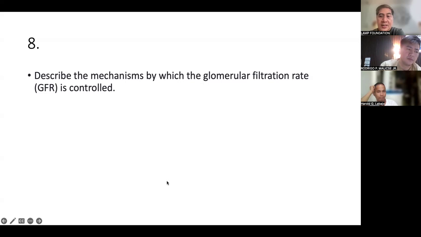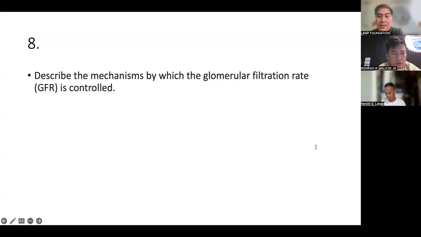So another would be hormonal. If you decrease the BP, because it's only when the BP is increased that you increase the GFR, so when the BP is decreased, you decrease the GFR, and this will activate the renin, which converts angiotensin 1 into angiotensin 2. And we all know that angiotensin 2 has many effects, which we shall find out later.